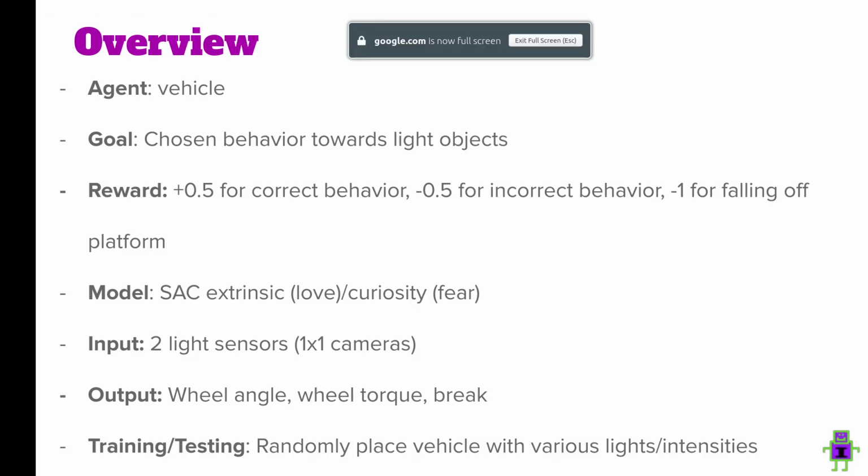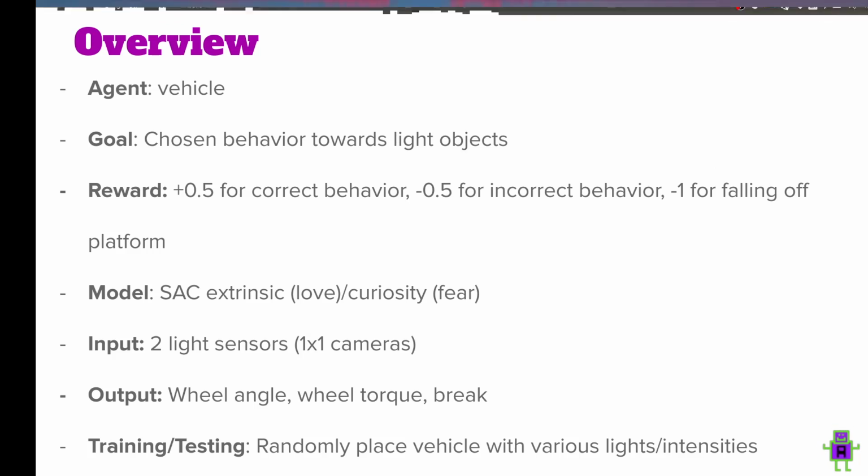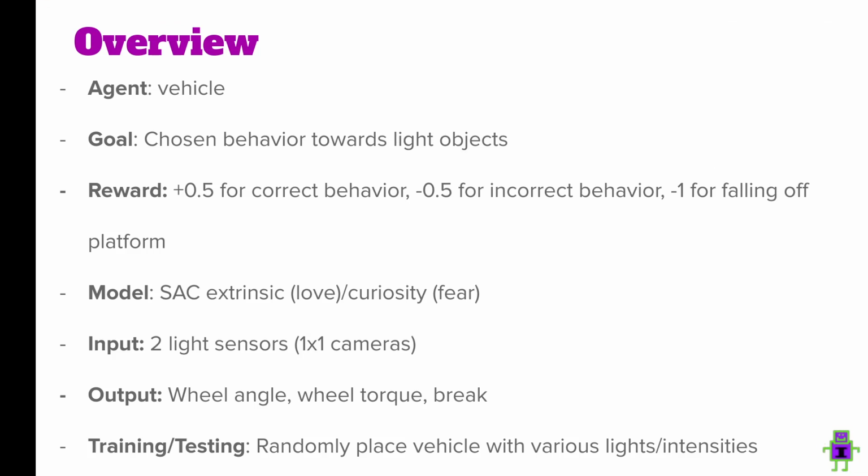So, just an overview again. We have chosen to have a vehicle which needs to figure out how to control the motors of its wheels in order to have the objective behavior that we have chosen for it. We're going to have a plus 0.5 for correct behavior if we are in the love category, and if we are in the fear category, then we are just going to have a negative 0.5 for incorrect behavior. Both types of vehicles get a negative 1 reward for falling off the platform, and the episode starts over.